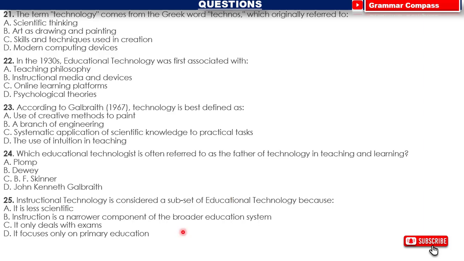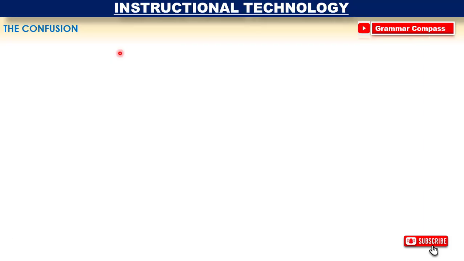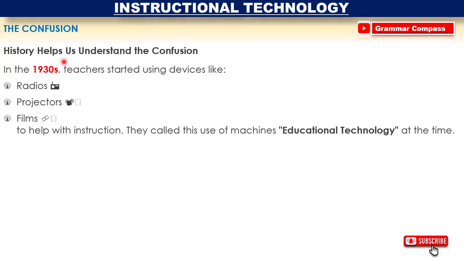Let us discuss the history of educational technology. To discuss the history of educational technology, we need to correct this confusion between instructional technology and educational technology. In the 1930s, teachers started using devices like radios, projectors, films to help with instruction. Do you know what they called it? They called the use of these machines in teaching the students educational technology at that time. In the 1930s, educational technology was using these machines in teaching and learning.